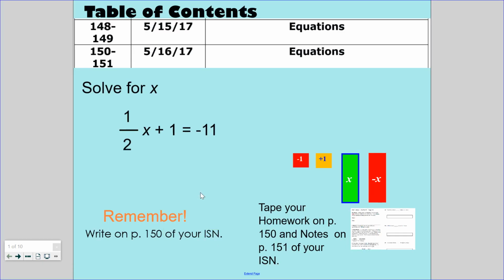Welcome. This video is over how to write equations, or write two-step equations, from problem situations. Before we do that, let's look at our number routine about how to solve for x.